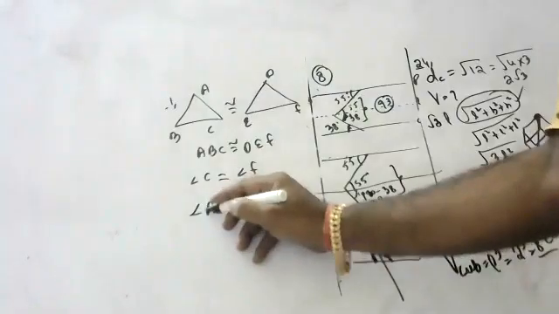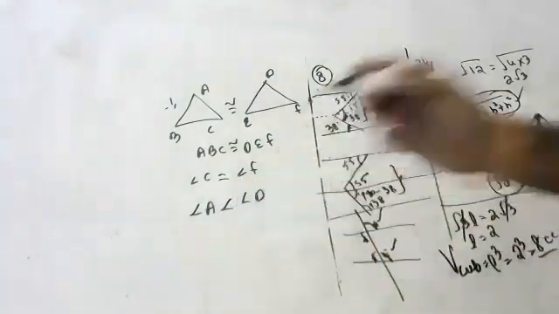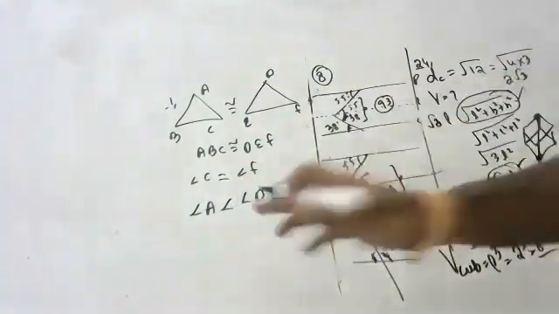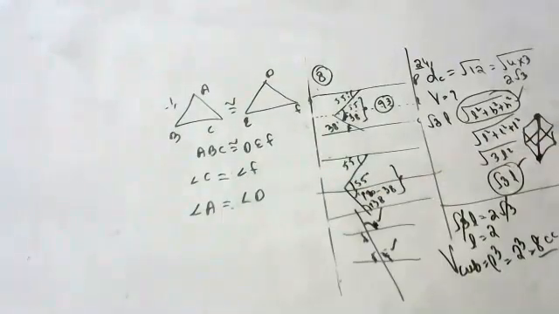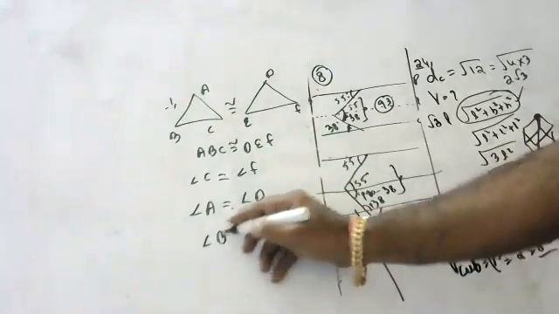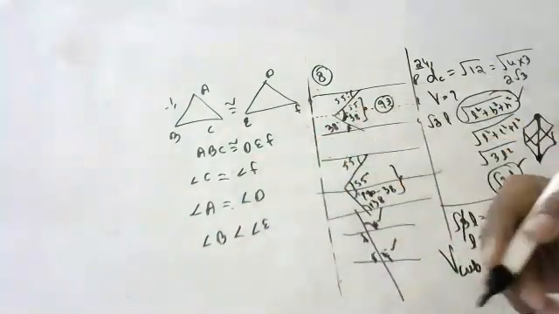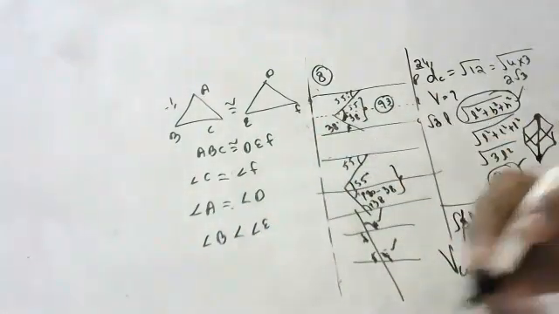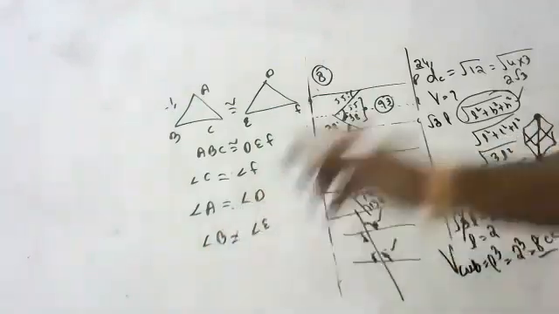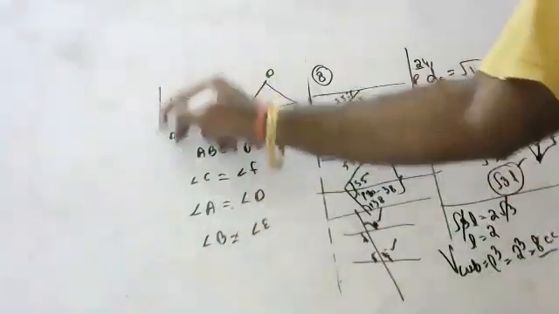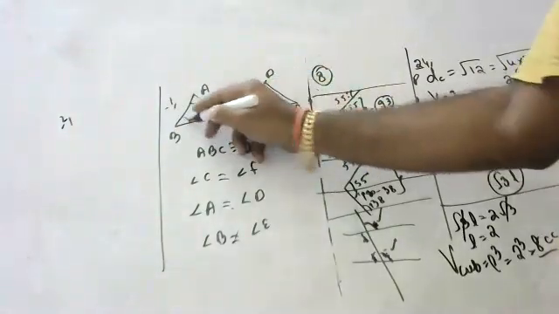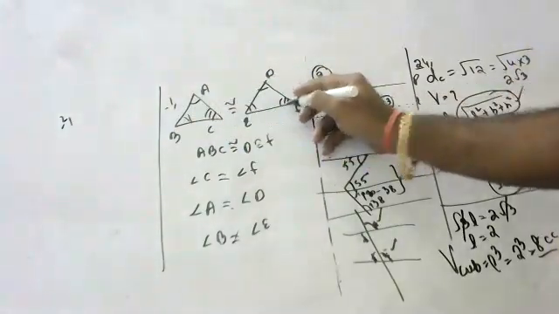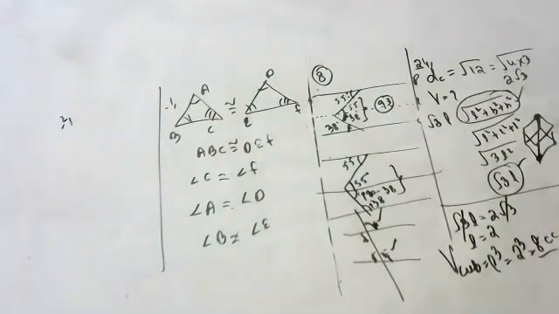Next one. Angle A is less than angle D. True or false, Achyuta? False. Why? They should be equal. Angle B is less than angle E. True or false, Achyuta? False, because they should be equal. That's all, simple question. All angles will be equal, and all the sides also will be equal.